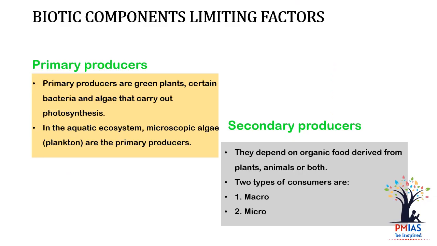Biotic components and the limiting factors. Okay, let us see about the primary producers. Who are the primary producers? Green plants, certain bacteria, algae, etc.